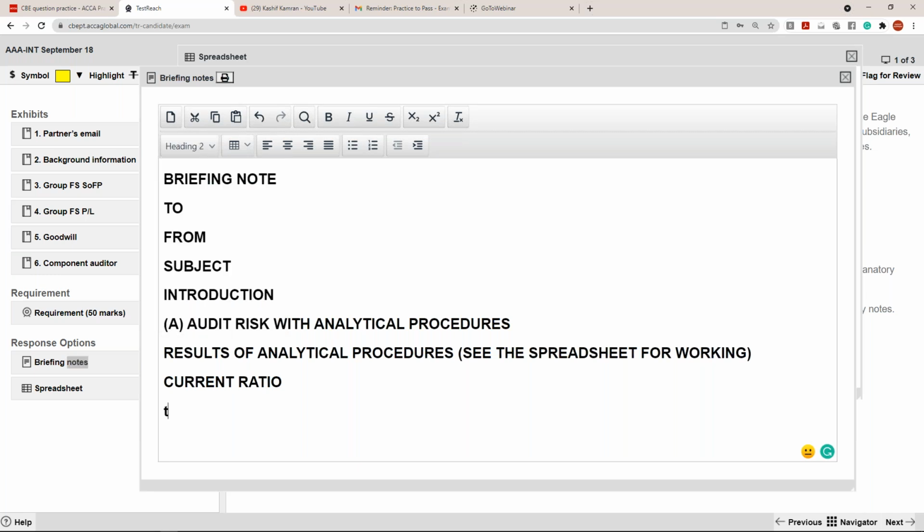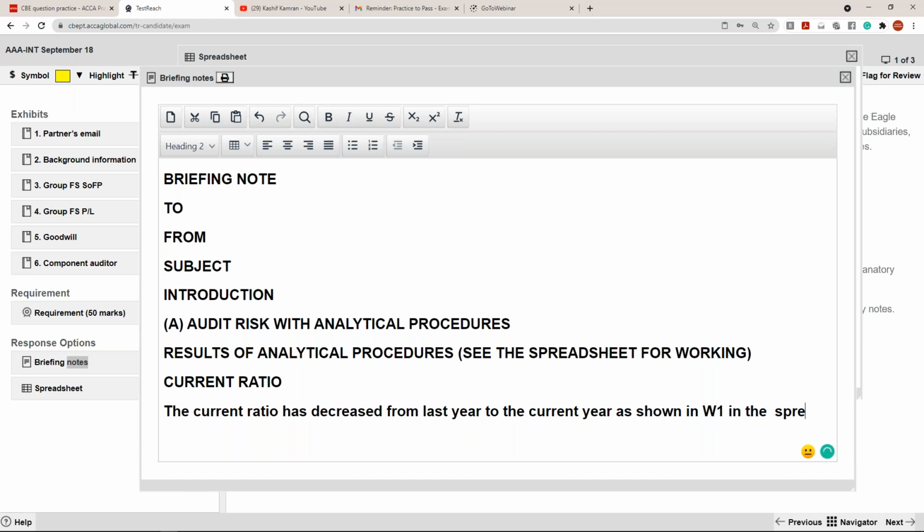I put over here the current ratio. The current ratio has decreased from last year to the current year as shown in working one in the spreadsheet. So I'm not copying the numbers 2.60 and 2.43. I'm simply telling the examiner that the current ratio has decreased from the last year to the current year as shown in the working one in the spreadsheet.